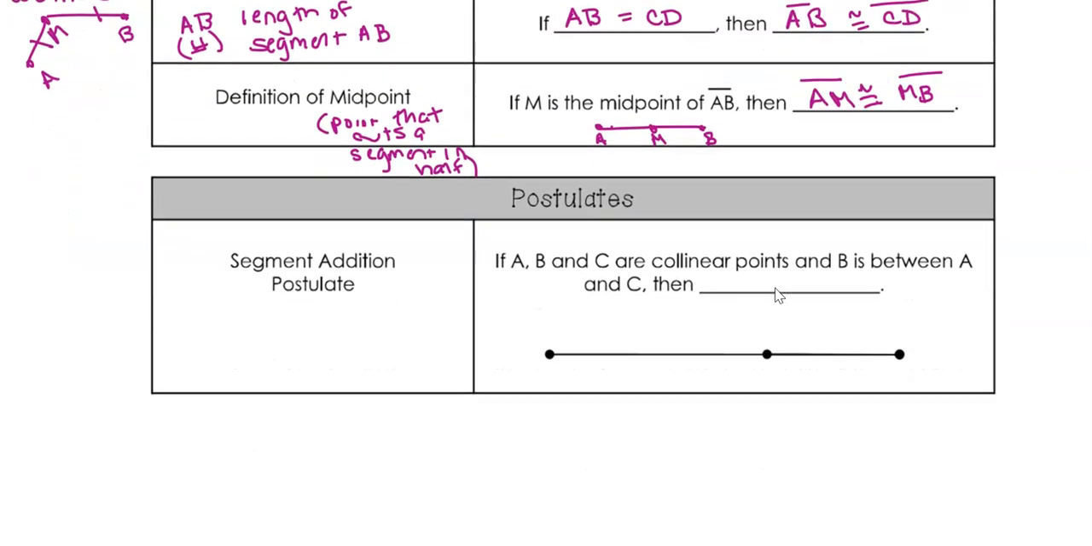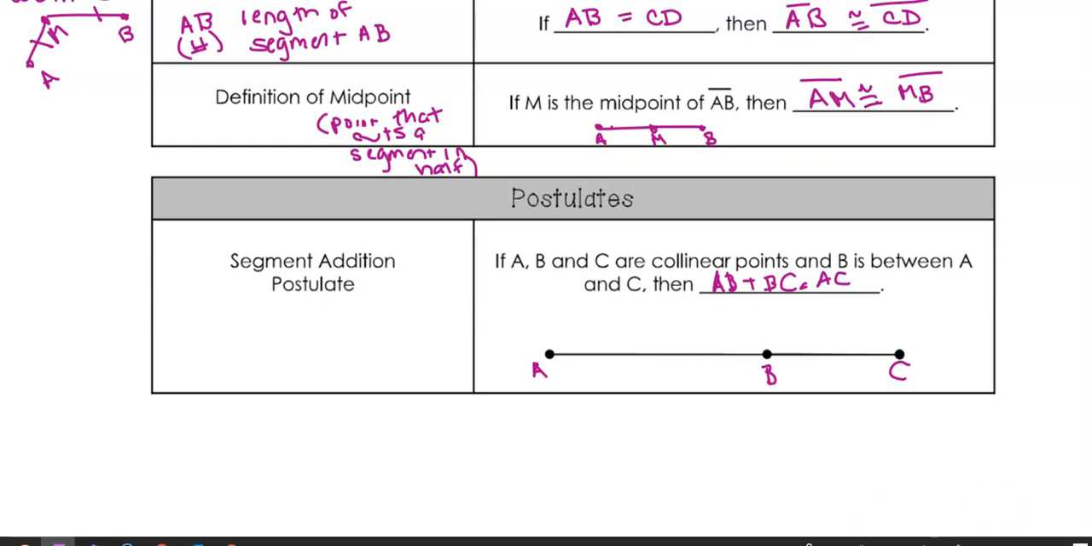Our last postulate that you have already learned is our segment addition postulate. So if I have points A, B, and C that are collinear, and B is between A and C, then I know that AB plus BC equals AC. Remember, because I don't have the line symbol on top, I know that those are the lengths of AB plus BC. That's why I can use an equal sign because I'm talking about numbers here.